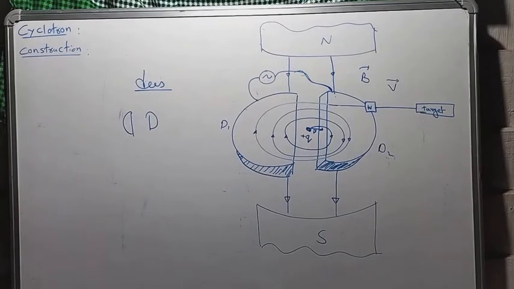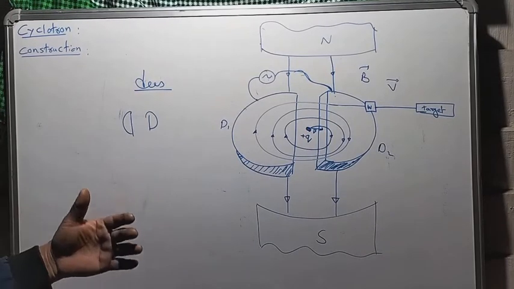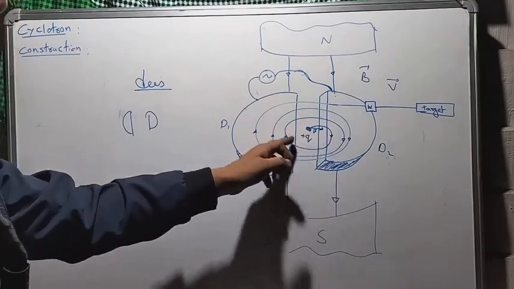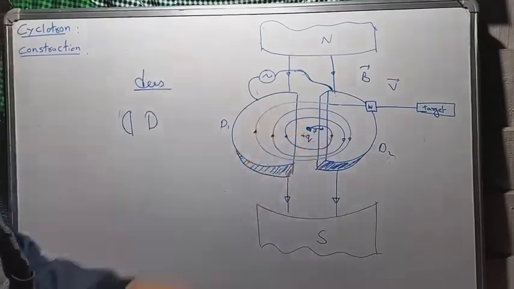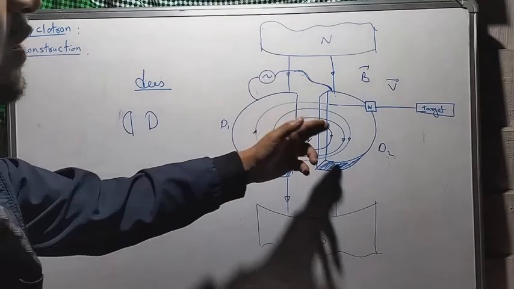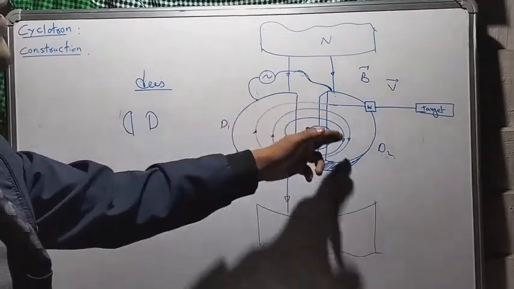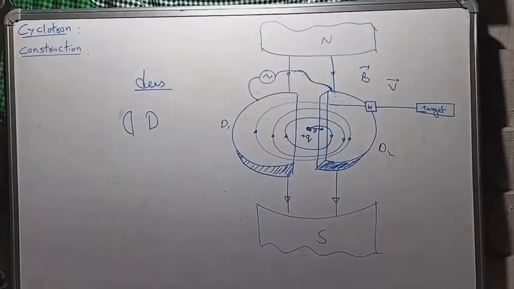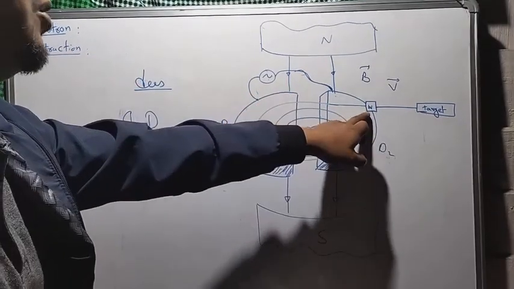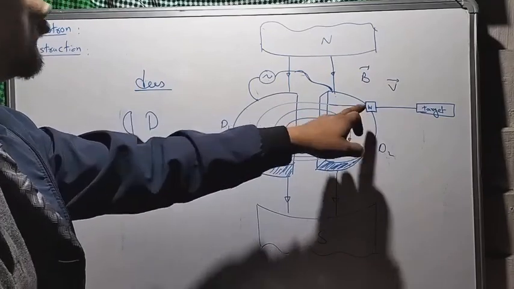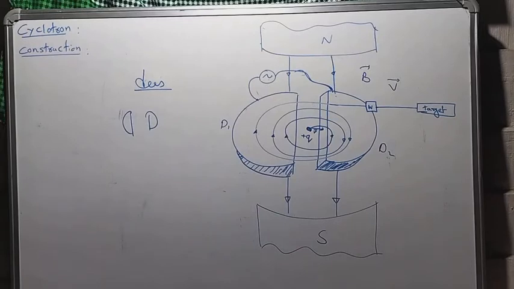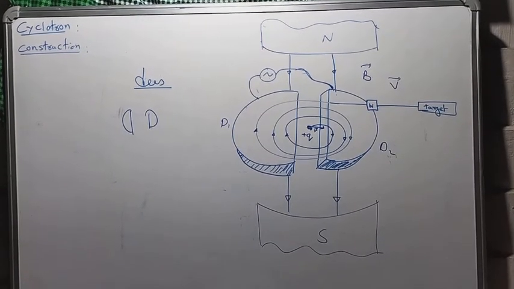The next part is this charged particle, as it enters the Ds, will gain energy. And as it gains energy, a time will come when the energy of this charged particle is high enough, then this charged particle will leave the D through this window and hit the target. So this is the construction of a cyclotron.